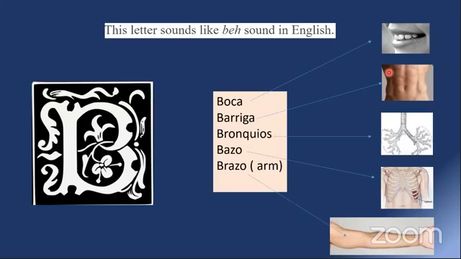And you are going to hear the patient say, me duele la barriga. My belly is painful. Me duele, it's painful. Bronquios. Bazo is the spleen. Brazo, with R, is arm. So bazo is the spleen, and brazo is the arm.